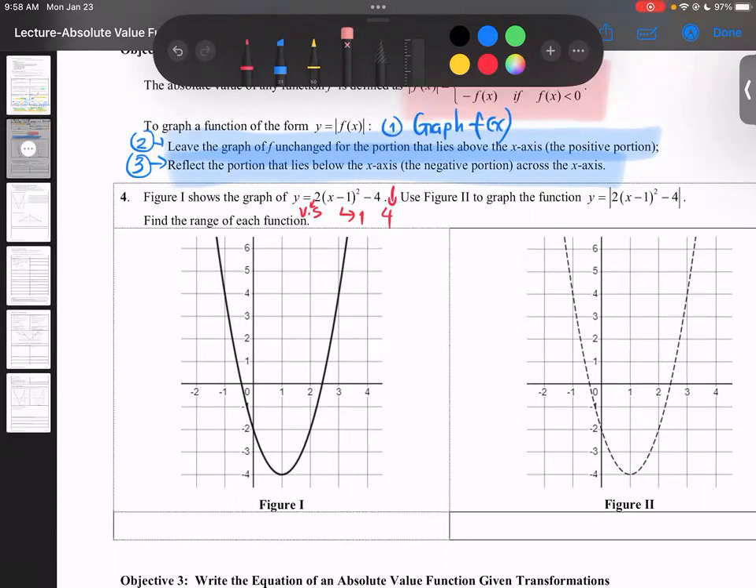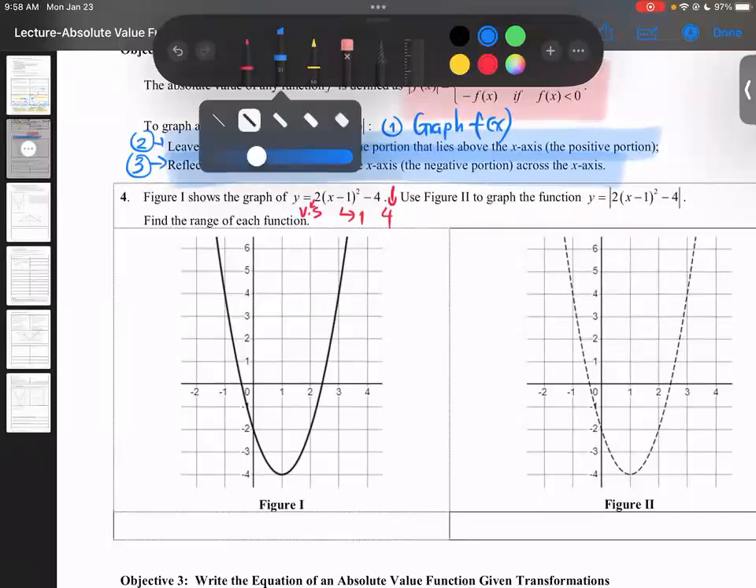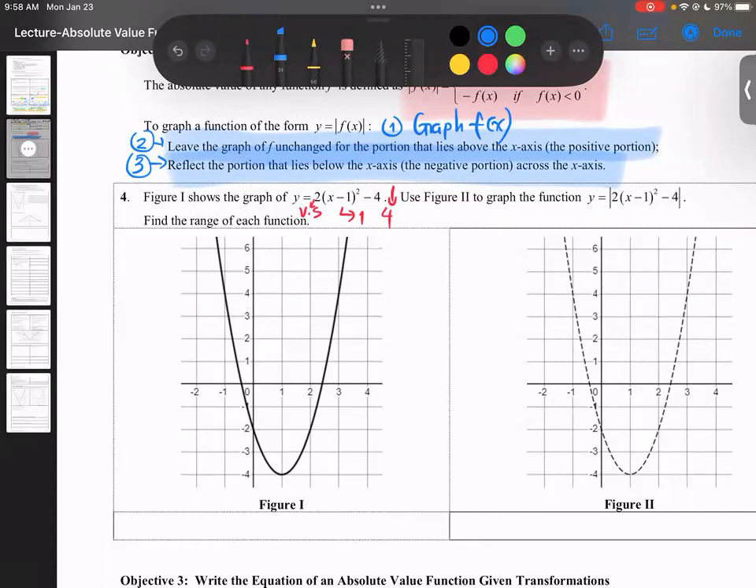All right, so that is the graph. That is a graph with no absolute value. Now, what happens if I put absolute value around it? Number 1, we graphed f of x. Yes, we did. Number 2, leave the portion of the graph of f of x that stays above the x-axis. So let me highlight the portion that stays above the x-axis. That's the portion, yes.